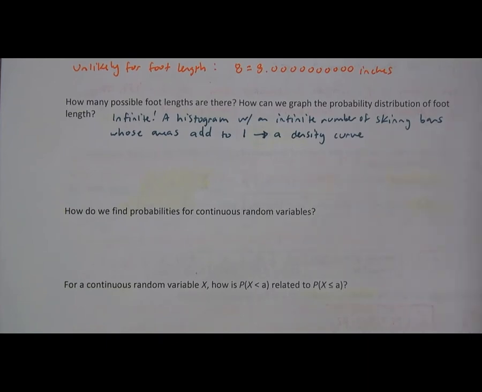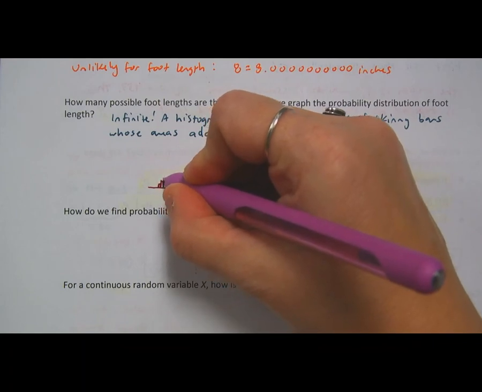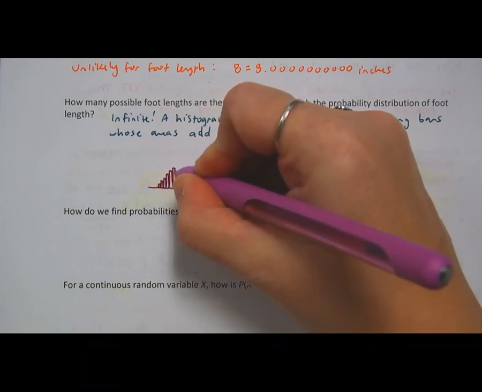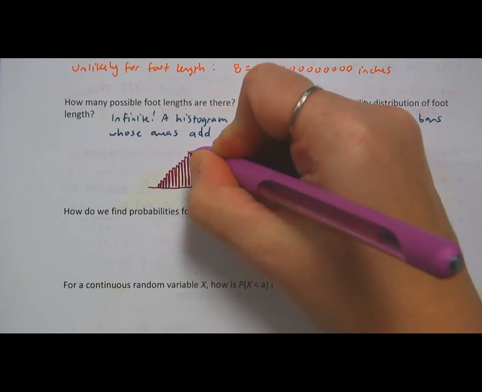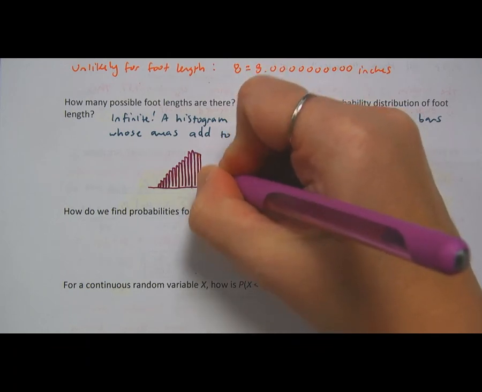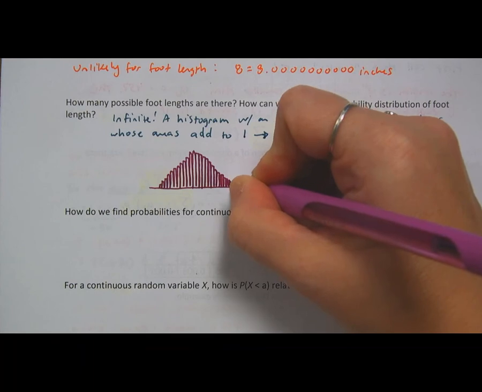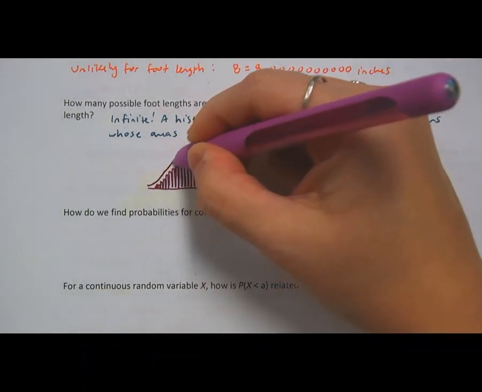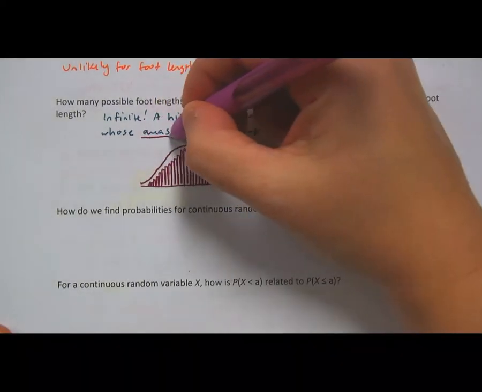So here's how I would draw this. Bunch of skinny little bars kind of creating a bell curve. And you don't have to draw this if you don't want to. I think it's very interesting though. And this happens again because there are an infinite number of foot lengths. So we have to be considerate of all of the in-between values. And that's why we end up just kind of estimating it with a density curve. And density curves always have an area of 1 underneath them.